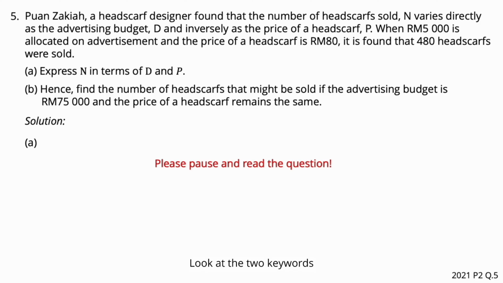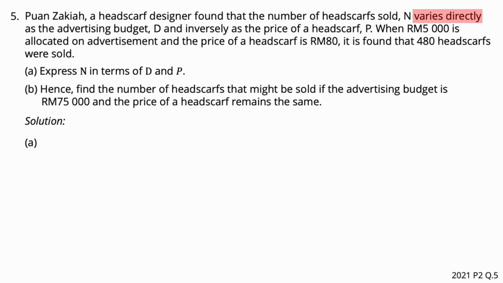Look at the two keywords, varies directly and inversely, and form the equation by using the symbol proportional. The number of headscarves varies directly as the advertising's budget, and inversely as the price of a headscarf. N varies directly as D and inversely as P. A constant K is multiplied to the numerator. N equals K times D divided by P.